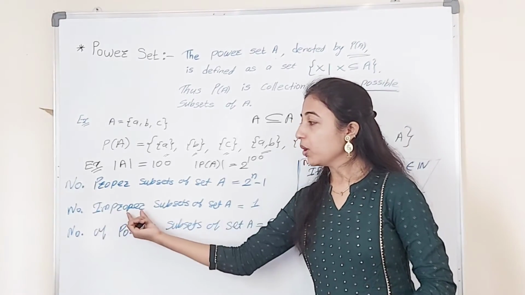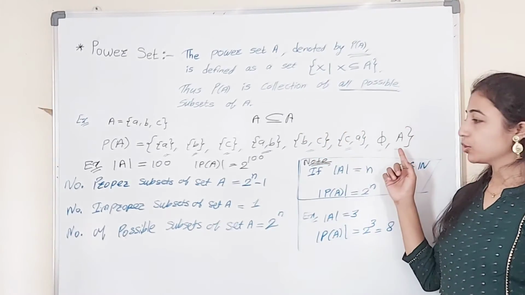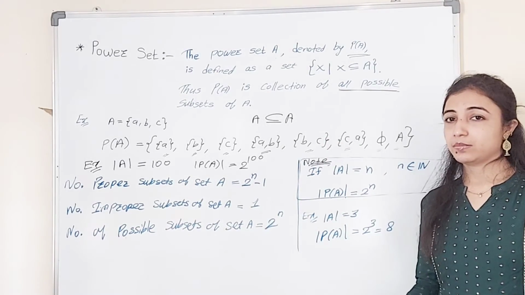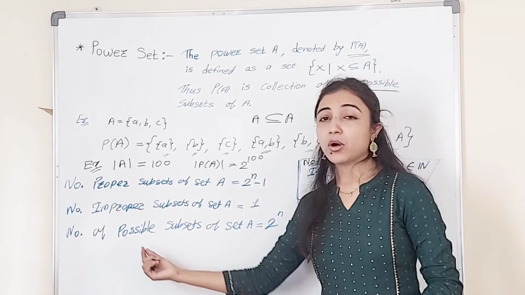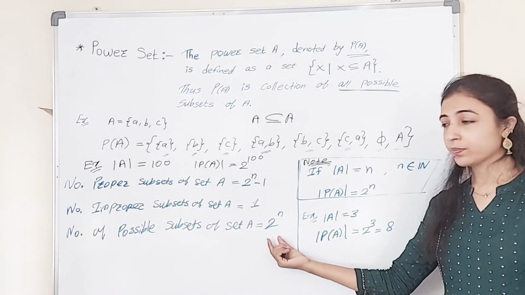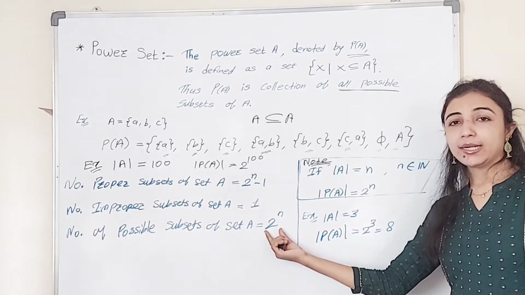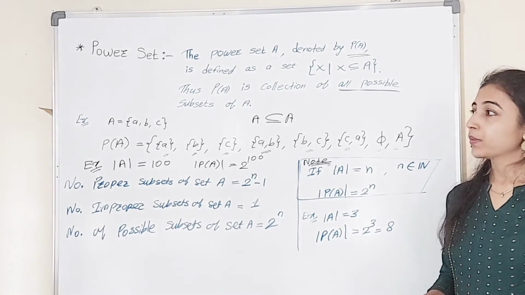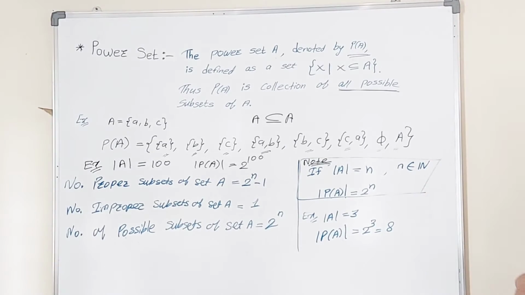Now see the number of improper subsets of set A. How many improper ones are here? Only one is visible, the rest are all proper. So the number of possible improper subsets of set A is 1. And all the possible subsets of set A are nothing but the cardinality of power set A. All possible subsets of set A is equal to the cardinality of power set A, that is 2 raised to the power n. I think this will be clear, you can note this down.